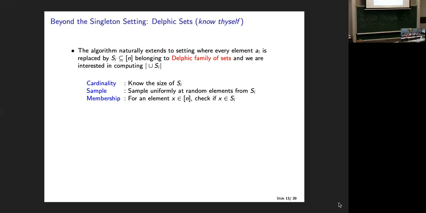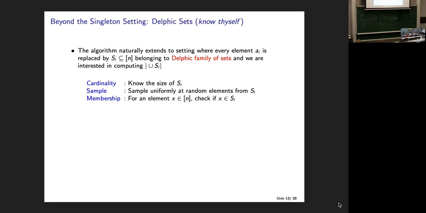I think the cardinality and the sample should be much harder than the membership, right? Yeah, but for many things it is easy. For example, the Klee's measure, it's easy, right? It's like axis parallel rectangles. You can easily compute this one.